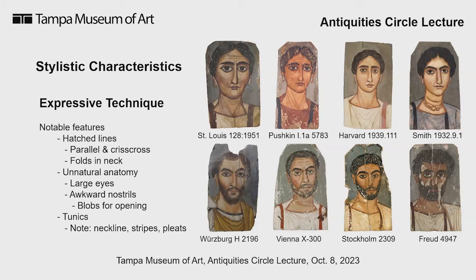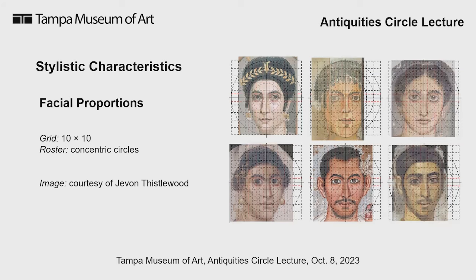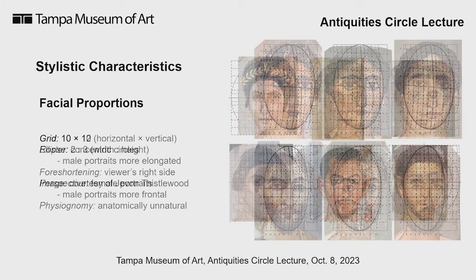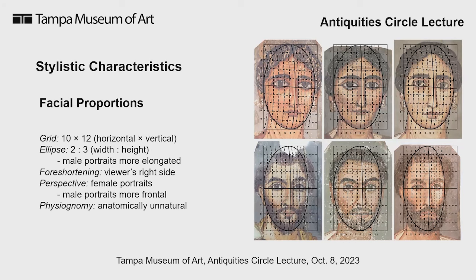We also wanted to look at proportions. We see that they are natural. When you first look at them, you think, oh, they're so lifelike, they're so naturalistic, must be realistic portraiture. And then you look at how big the eyes are, how elongated the faces are. So a colleague of mine at the Ashmolean, Jevon Thistlewood, drew these concentric circles with lines in a 10 by 10 grid, and found that that kind of grid fits over all the portraits that he examined. I couldn't really make it work. I came up with a grid of 10 by 12 that accounts for the elliptic shape of the head, and it also accounts for the foreshortening on usually one side. Even when the male portrait is looking straight at you, there's still some sense of foreshortening.